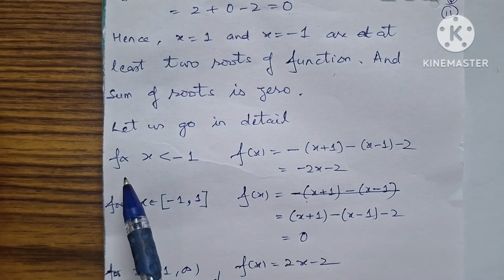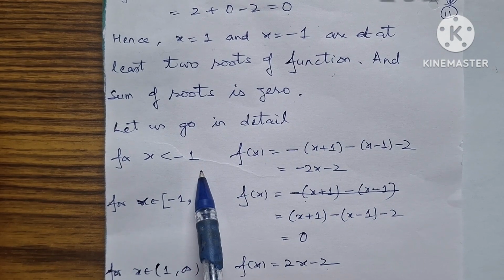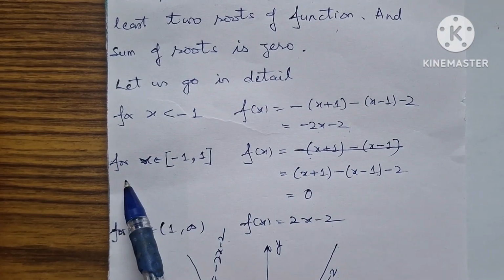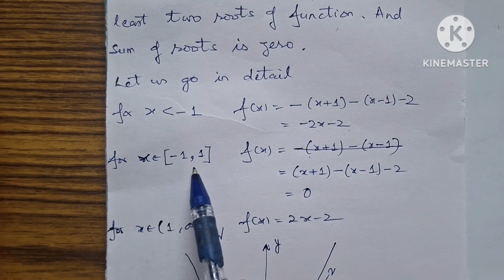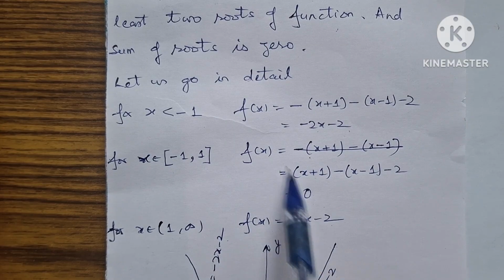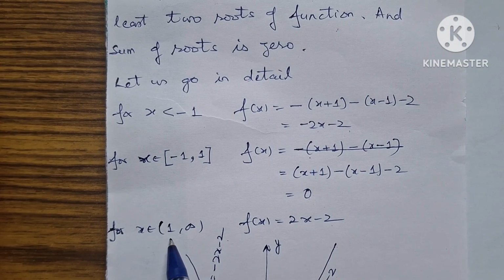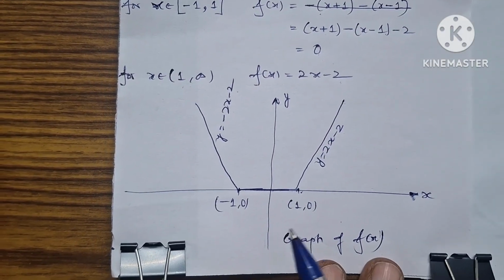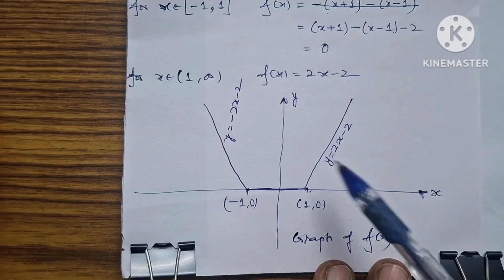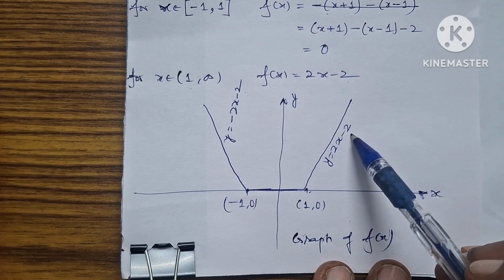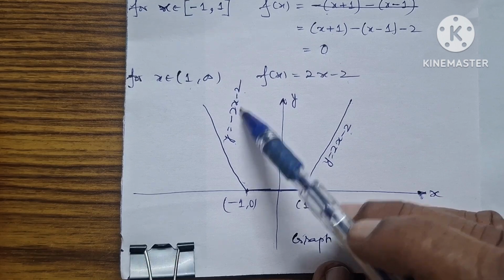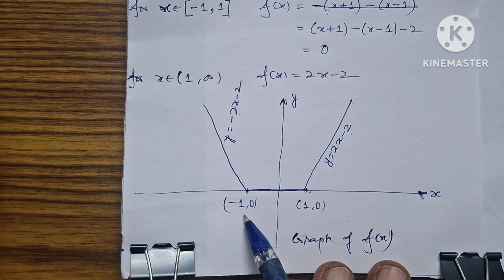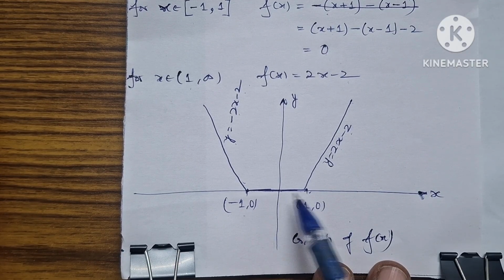Let us go in detail. For x less than minus 1, f(x) is equal to minus 2x minus 2. For the domain minus 1 to 1, the f(x) value is 0. For x greater than 1, f(x) is equal to 2x minus 2. This is the graph of the function. This line is y equal to 2x minus 2. This line is y equal to minus 2x minus 2. And in the domain minus 1 to 1, the value of the function is 0.